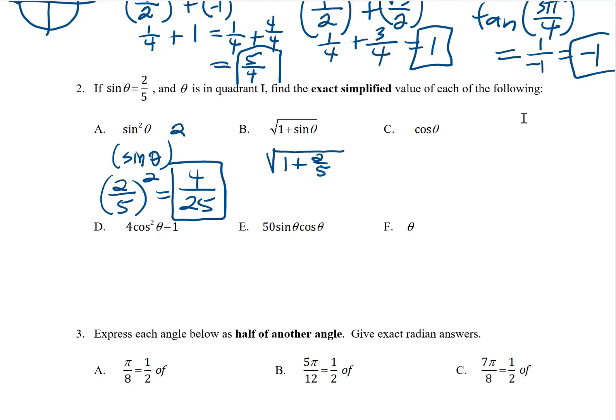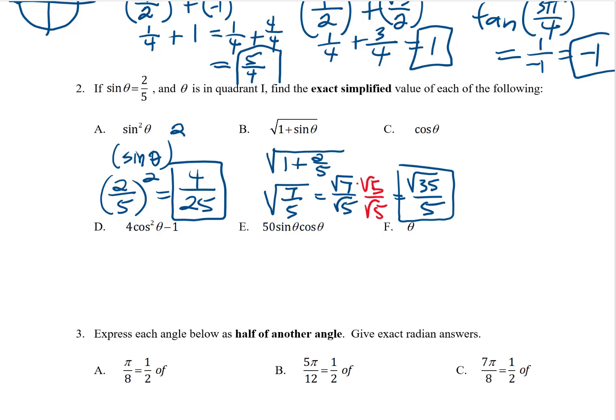I'll think of that 1 there as 5/5. 5/5 plus 2/5 gives me 7/5. And all that's left now is for me to do a little bit of simplifying here. I'll split this into two radicals, root 7 over root 5, and then I'll rationalize the denominator. And it looks like the final answer is root 35 up top and 5 on the bottom.